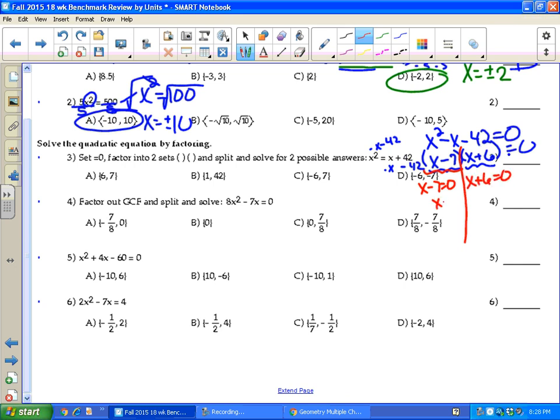When you move it to the other side, you get x is 7 and x is negative 6. So I get a positive 7 and negative 6. That's choice C. Factor out the greatest common factor, split and solve.